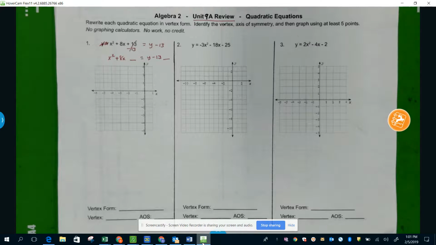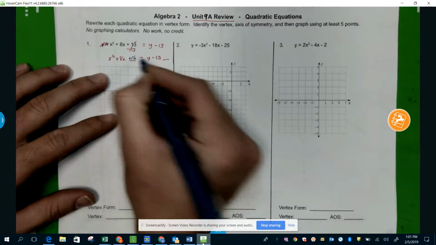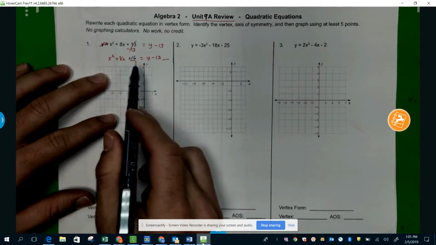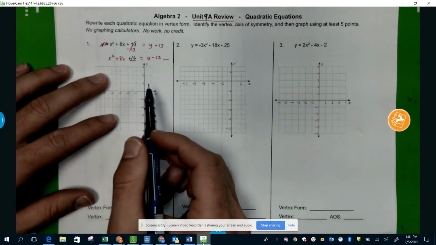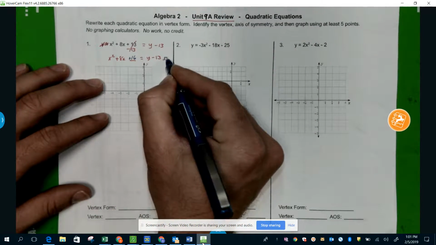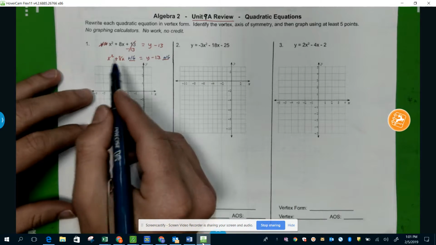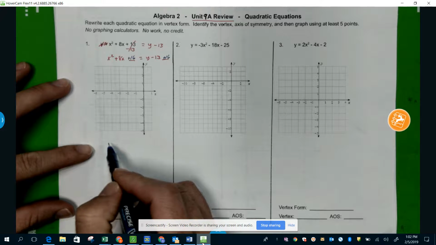So there's 2 steps to filling in the blank. Take half of 8, which is 4, and then square that. 4 squared is positive 16. And so when you have your blanks on opposite sides of the equation, if I have a positive 16 on the left, I'm going to put a positive 16 on the right as well. Got to keep it balanced.